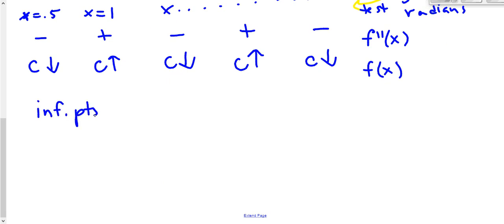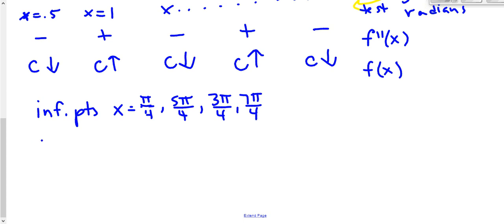They are occurring at x equals each of the odd multiples of pi over 4: pi over 4, 5 pi over 4, oops, I missed one, 3 pi over 4, and 7 pi over 4. And if you have to give the y coordinates, then you're going to go back and put each of those x coordinates into the original function.